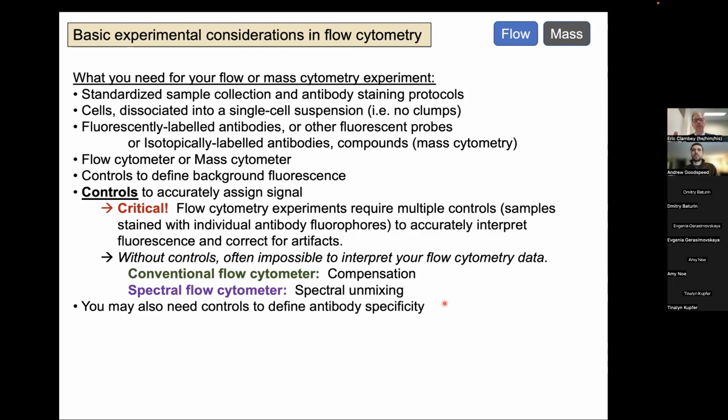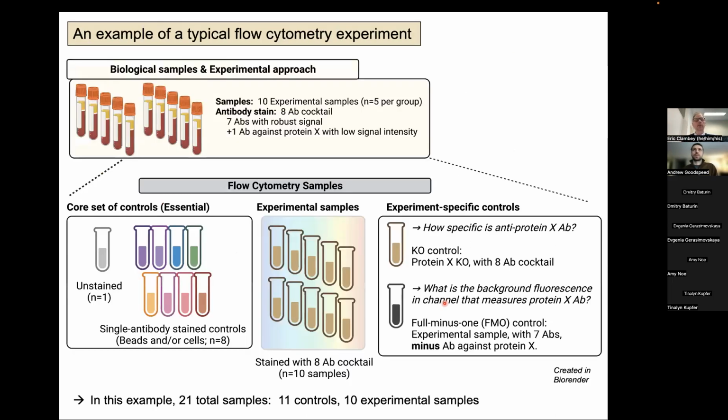So on the next slide is an example of a typical flow cytometry experiment. So in this experiment, there are two groups, each with 5 samples per group. For example, a drug treated versus a not drug treated. And in this case, say you want to keep it pretty simple, you are just staying with 8 antibodies. And of these antibodies, 7 of those antibodies are robust.